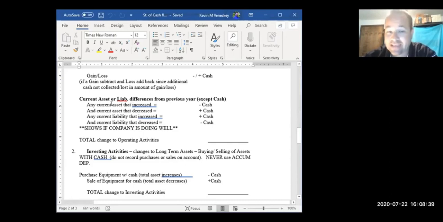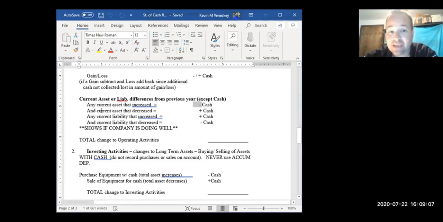If the current asset, so like AR, think of accounts receivable, increased, so your AR went from 4,000 to 6,000, that means you collected less money. More people owe you money. So if your AR goes up, or any current asset goes up, that difference, we bring our cash down.